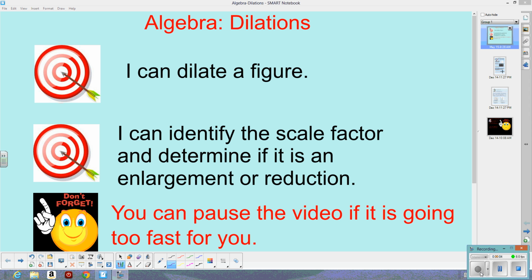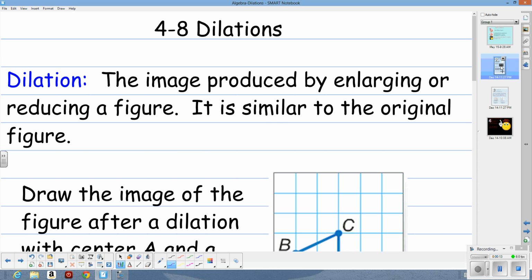In this lesson, you will dilate a figure as well as identify the scale factor and determine if it's an enlargement or reduction. Dilation is the image produced by enlarging or reducing a figure. It is similar to the original figure.